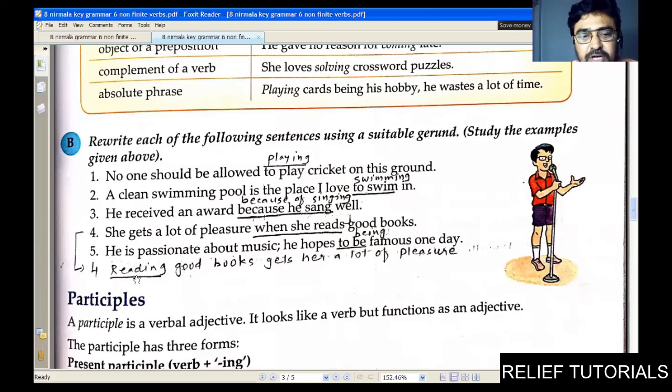He is passionate about music. He hopes being famous one day. He hopes what? To be famous, or being famous one day. You can just make it in another way. Being passionate about music, you can make it in the absolute phrase. Here you can just change it: Being passionate about music, he hopes to be famous one day. So that would be the more applicable answer over there.